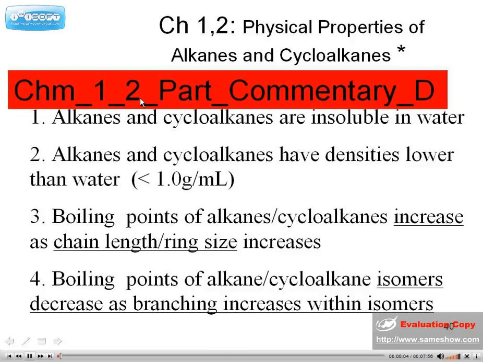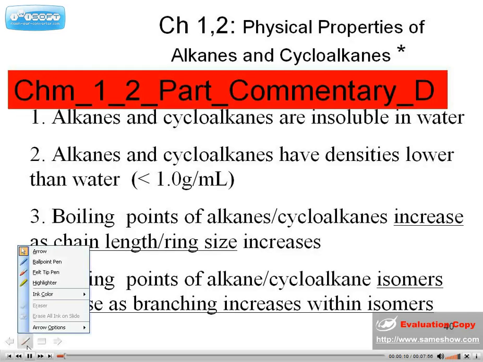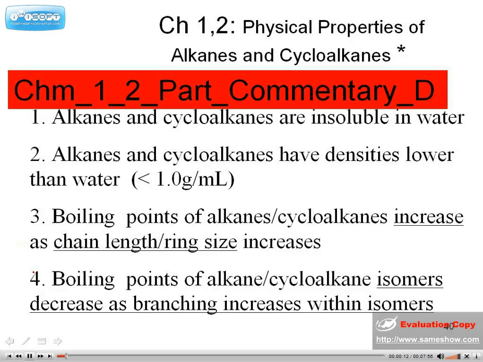In part D, we're going to go ahead and finish up with physical and chemical properties of alkanes and cycloalkanes. So starting off in slide 40, most of this you should already know. Alkanes and cycloalkanes are insoluble in water, having learned in 101 that they are nonpolar and water is polar, hence they do not mix. And let's move on.